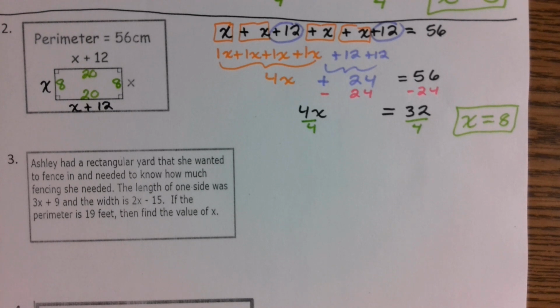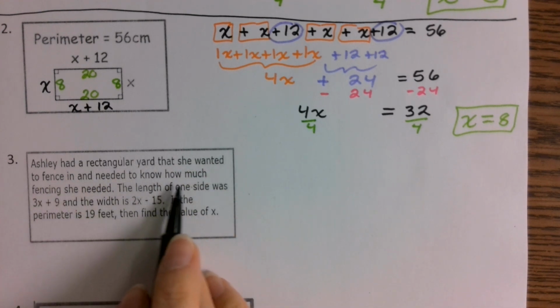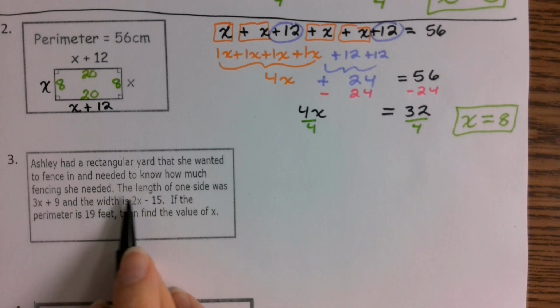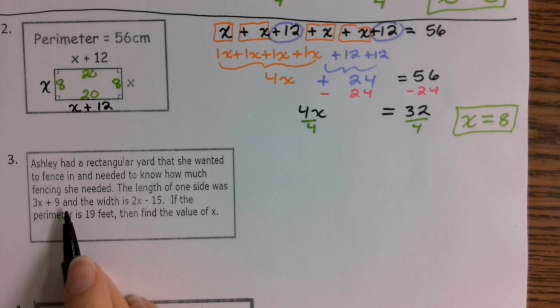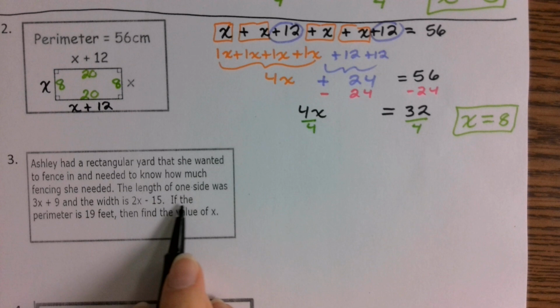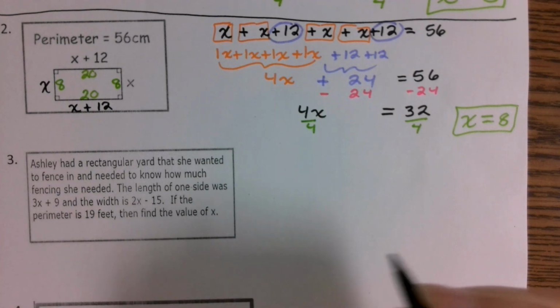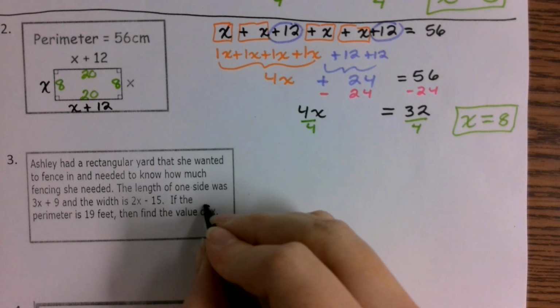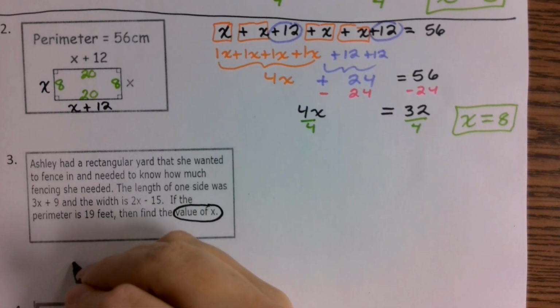Focus up on here. Ashley had a rectangular yard that she wants to fence in and needed to know how much fencing she needs. The length of one side was 3x plus 9. The width is 2x minus 15. If the perimeter is 19 feet, then find the value of x. We just want to find the value of x. That's what it's asking us for. Okay, so I'm going to circle my question. What is the value of x? I'm going to draw a picture.